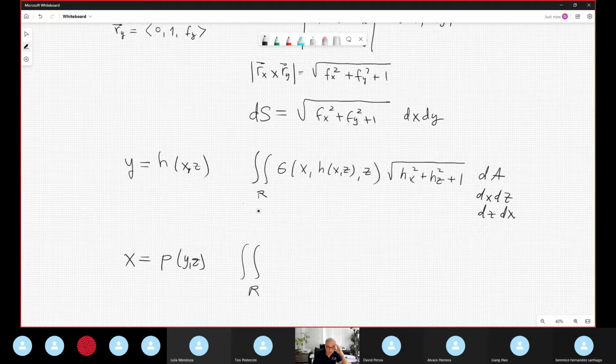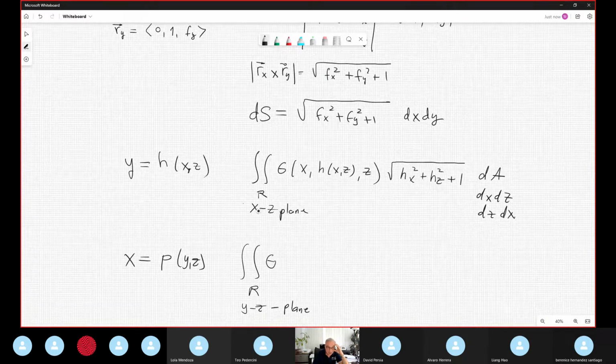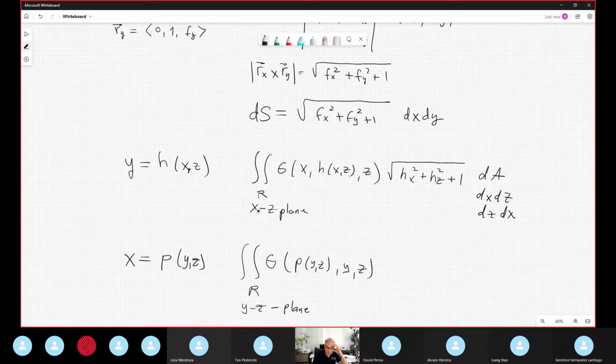In this case the region R lies on the xz plane. In the other case, the region R lies on the yz plane, the plane that contains the independent variables in that case. Then x is p(y, z), and this is the dS part.